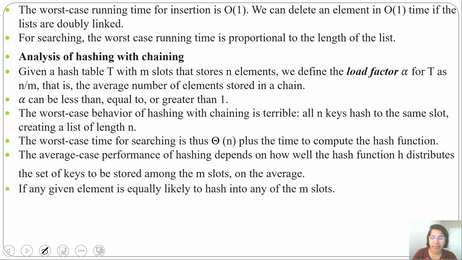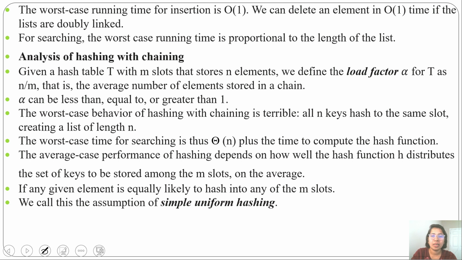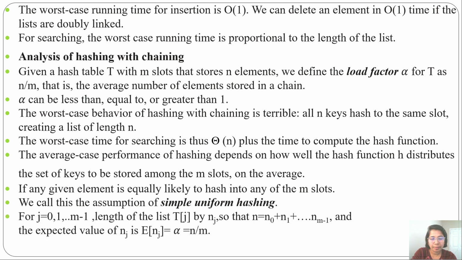If we can store any element in any slot, it's called uniform hashing. So any given element is equally likely to hash into any of the m slots, called uniform hashing. Uniformly we can distribute in any slot. For j equals 0 to m minus 1, the length of the list T of j is nj, so that n equals n0 plus n1 up to n m minus 1, and the expected value of nj is E of nj equals alpha, the load factor, equals n divided by m.